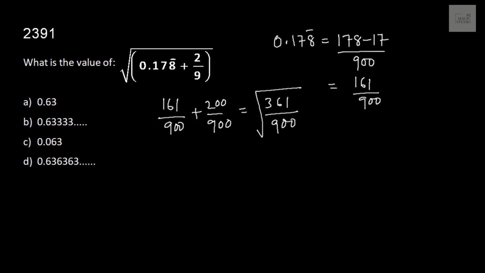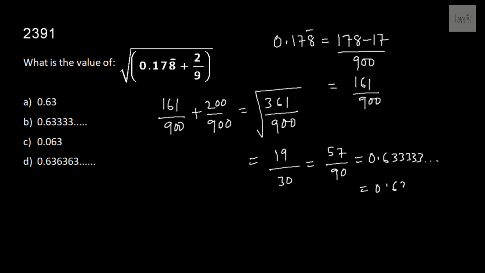Great. Now we need to find the root of this. 361 is 19 square, so it will be 19, and 900 is 30 square, so it would be 30. 19 by 30 or 57 by 90, it becomes easy. That would be 0.63333, or 0.63 recurring it would be. Now it is not 0.63 recurring, it is 0.6333 recurring. Oh yes, option B fits in.